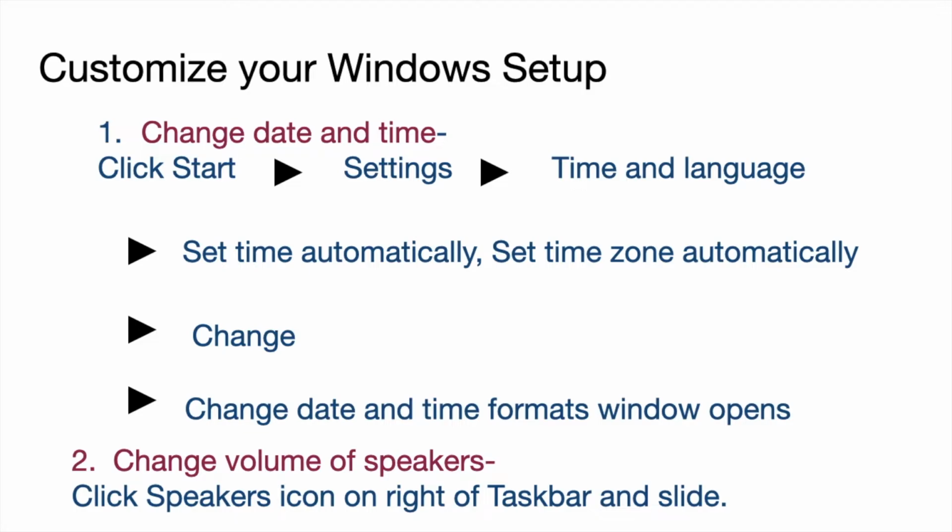Customize your Windows setup. You can change the date and time. Click Start, then go to Settings, go to Time and Language, and then click Set Time Automatically and Set Time Zone Automatically. Press Change, and then you can change the date and time formats. You can change the volume of the speakers by clicking the speakers icon on the right side of the taskbar and sliding it to get whichever volume you want.